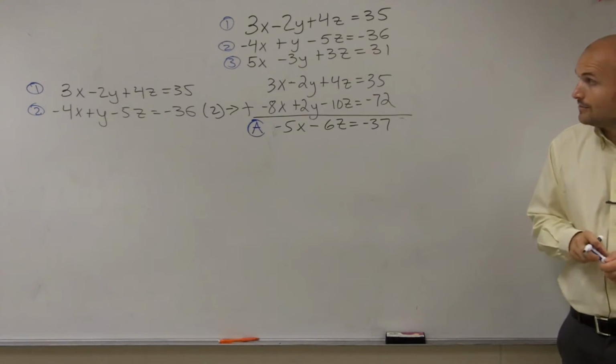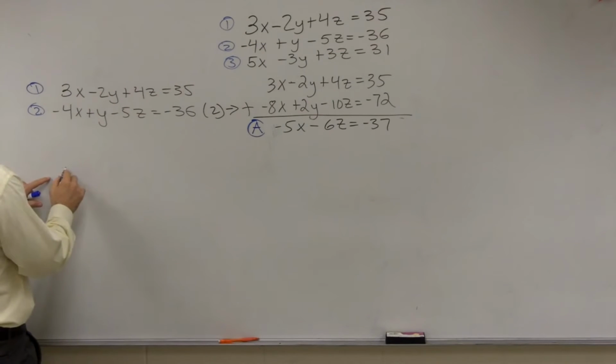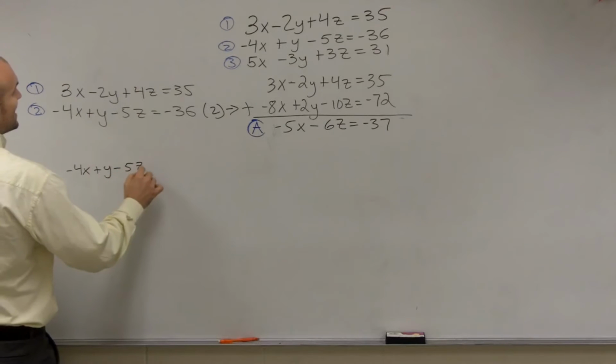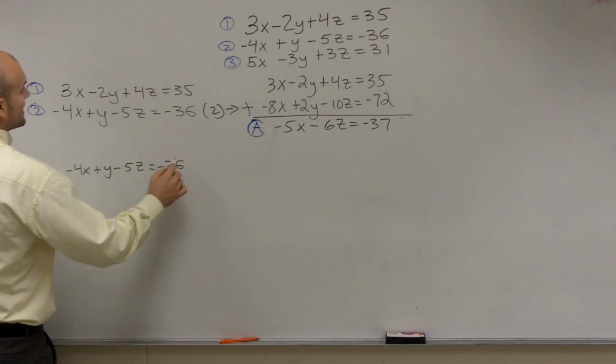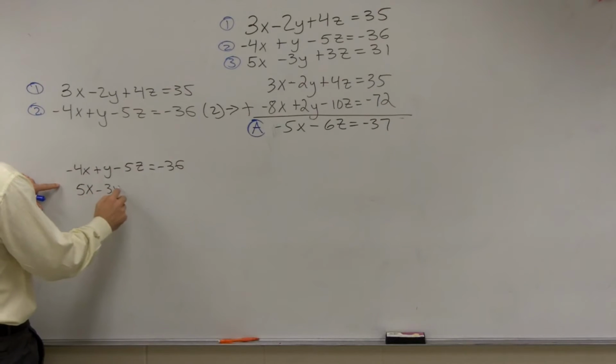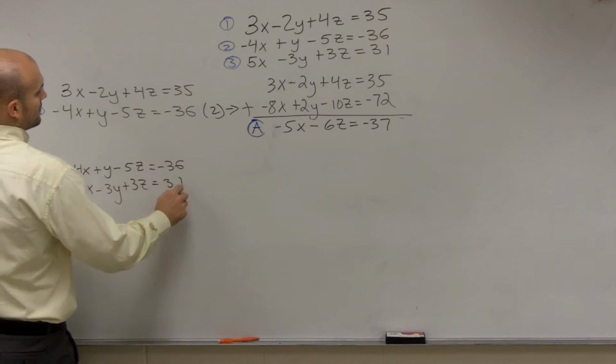OK. So now let's do 2 and 3. So number 2, again, is negative 4x plus y minus 5z equals negative 36. And equation 3 is 5x minus 3y plus 3z equals 31.